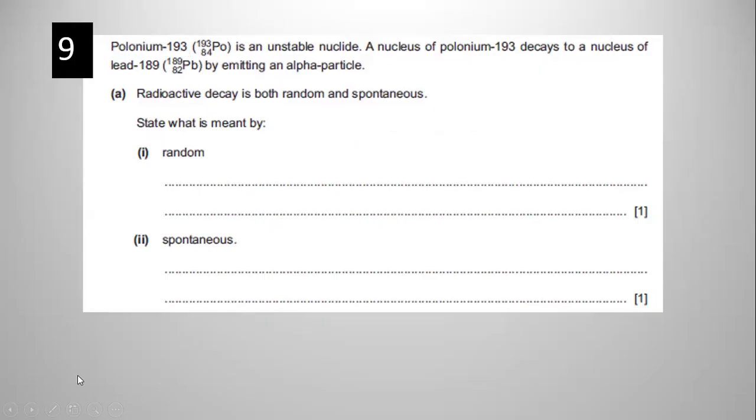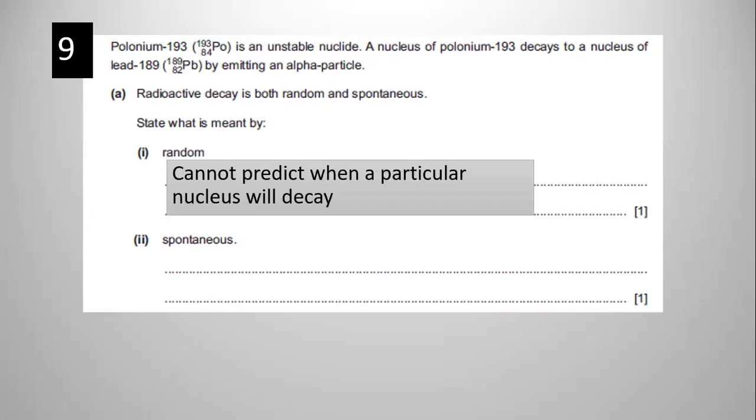Polonium-193 is an unstable nuclide. The nucleus of polonium-193 decays to a nucleus of lead-189 by emitting an alpha particle. Radioactive decay is both random and spontaneous. State what is meant by random. Okay, what is meant by random? Without looking at the answer: can happen at any time. Cannot predict when a particular nucleus will decay.